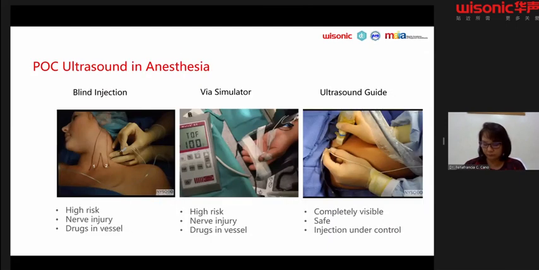With point of care ultrasound in anesthesia, it benefits anesthesiology. If you compare it with blind injection and simulator, it reduces the risk of nerve injury, and it makes puncture completely visible and safe.